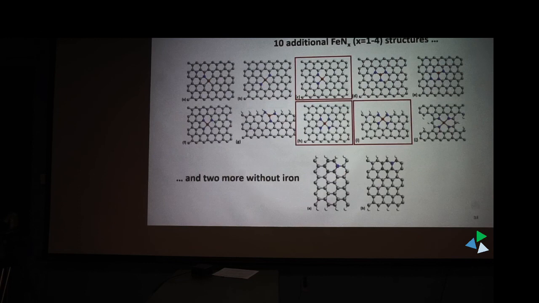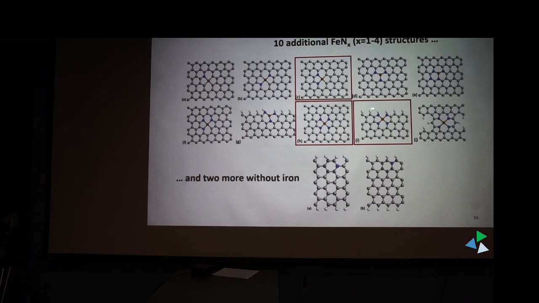Now let's see other structures. We were very patient and we did the calculation for 10 additional structures involving iron and nitrogen. We also did the calculation for 2 more structures without iron, just to see what happens, involving only nitrogen. The 3 structures in the rectangle are the ones that we have observed in our pyrolysis simulations. We recognize this one, and this one.